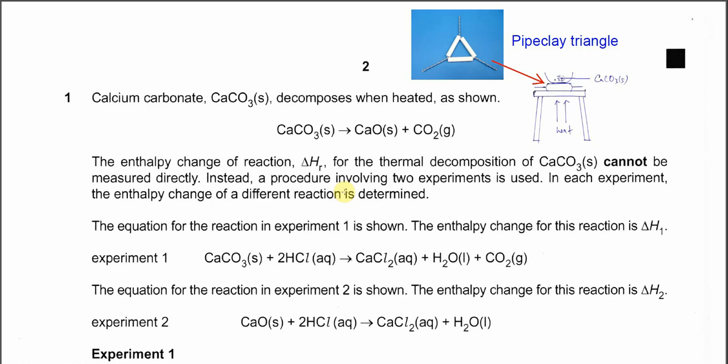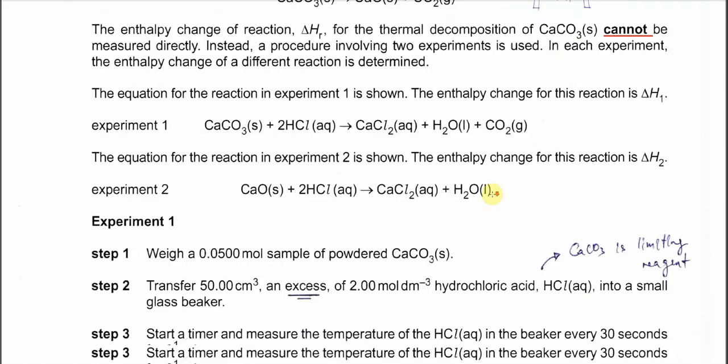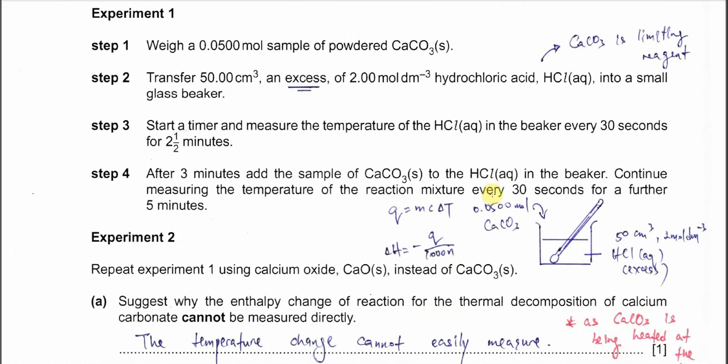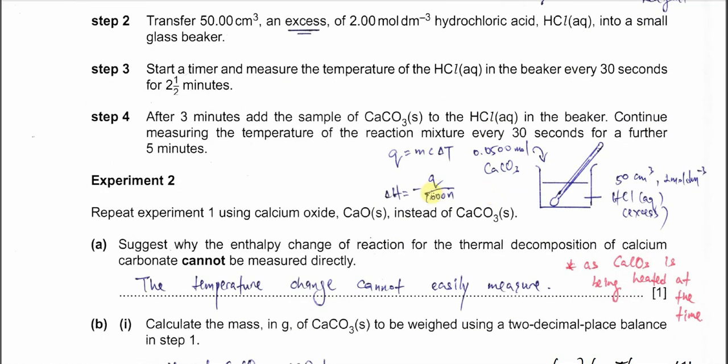Question 1. This question is to find the enthalpy change of the thermal decomposition of calcium carbonate. However, we cannot measure this enthalpy change directly. Why? Because in order to get the enthalpy change, first we must get the delta T.